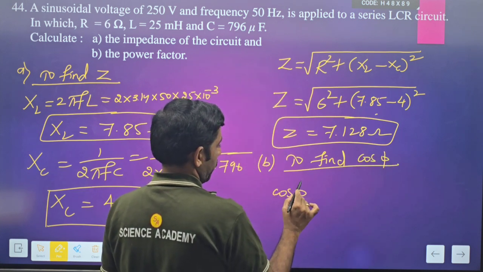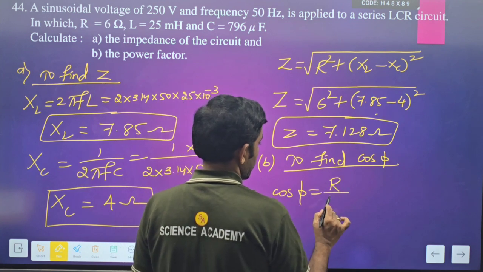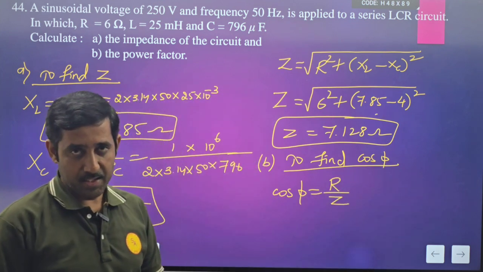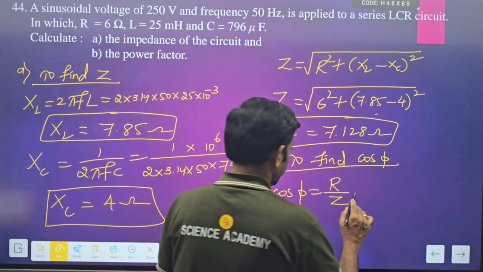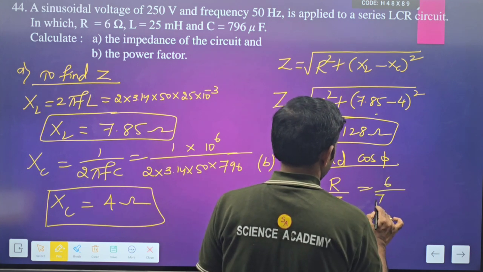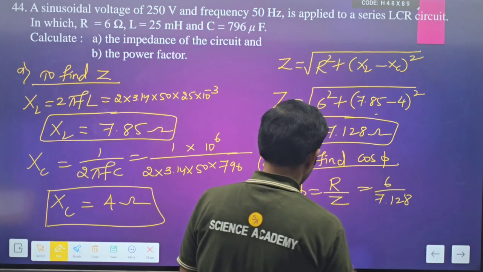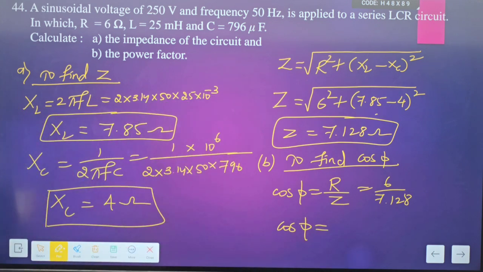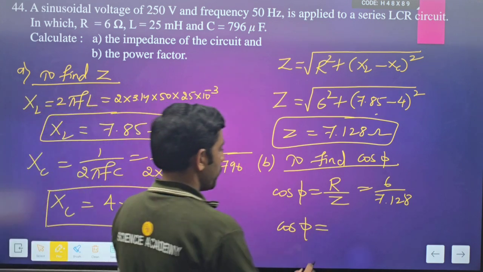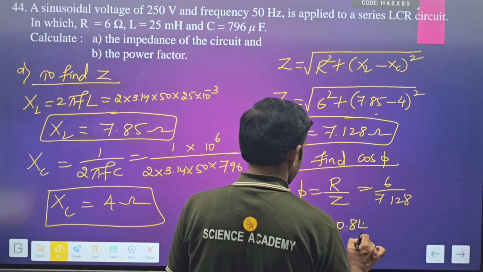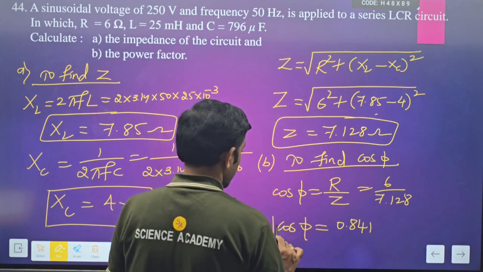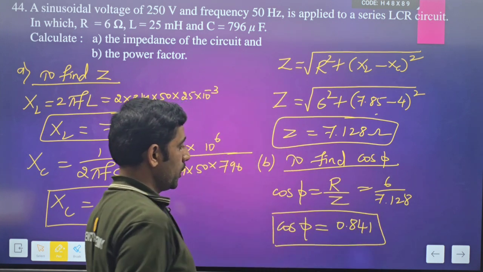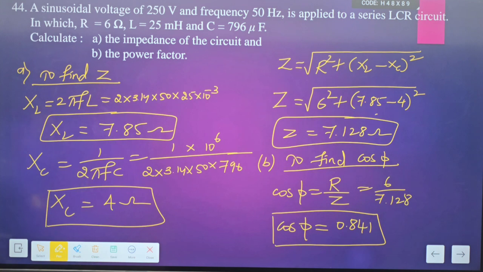To find the power factor, which is nothing but cos phi: what is power factor? The ratio of resistance to the impedance, R by Z. So 6 divided by 7.128 is 0.841, which has no unit, because R is in ohms and Z is in ohms. Cos phi is equal to 0.841. This is your final answer. Again, a very simple problem. If you want, you can take a screenshot.